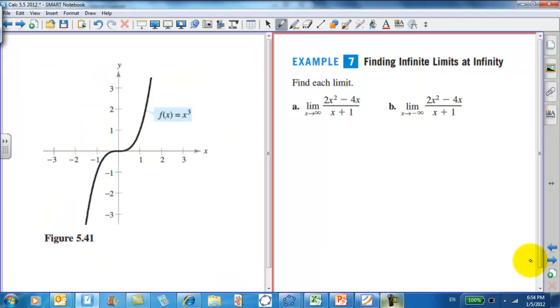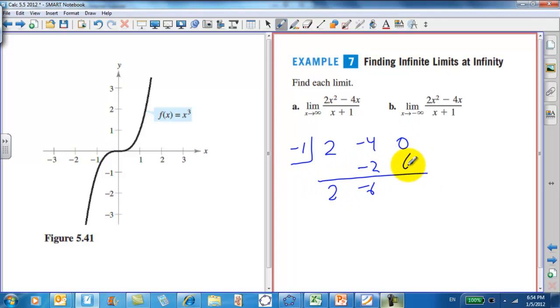Now, finding infinite limits at infinity, again, here's another example. Limit as x goes to infinity in this situation. What we mainly want to see here is the behavior of this function as we head off to the infinities. One way to do this is to actually divide this out, putting in negative 1 and dividing out this polynomial 2, negative 4, 0, and we get 2, negative 6, 6. So we could also look at this as the limit as x goes to infinity of 2x minus 6 plus 6 over x plus 1.